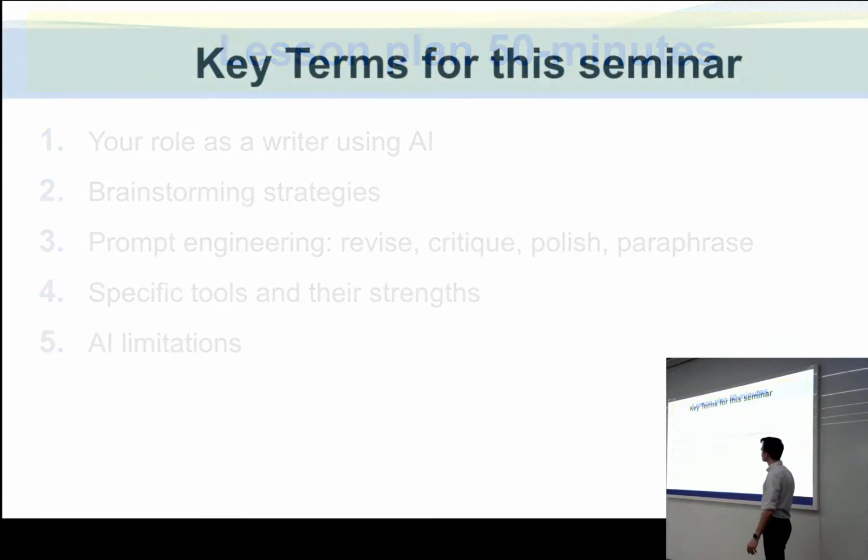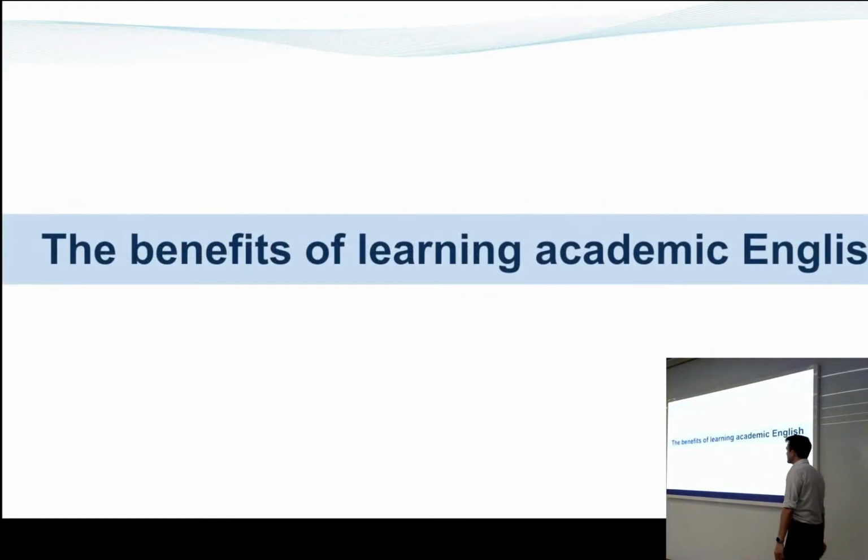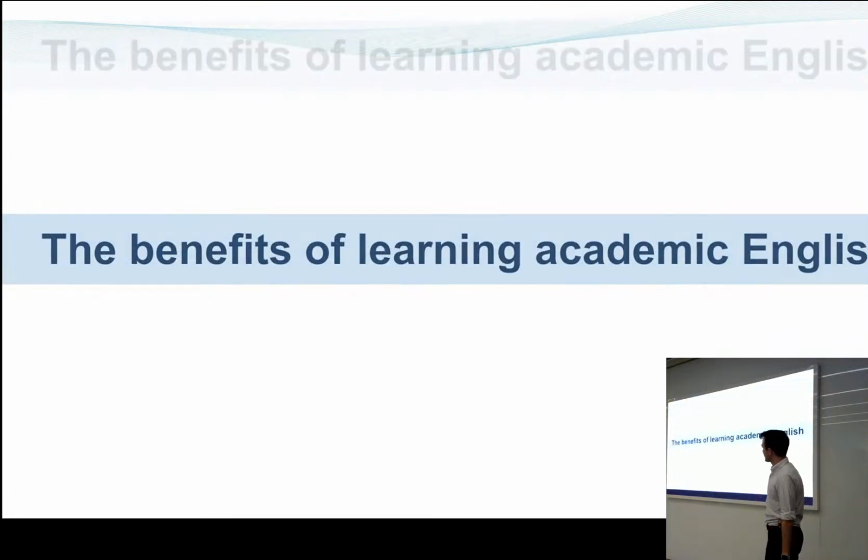Just some key terms. These are pretty basic. Input and prompt is the text you give AI, right? The input. The output is the text AI gives you. So I kind of jump around these terms a lot. Cool. Let's start section 1, the benefits of learning academic English.